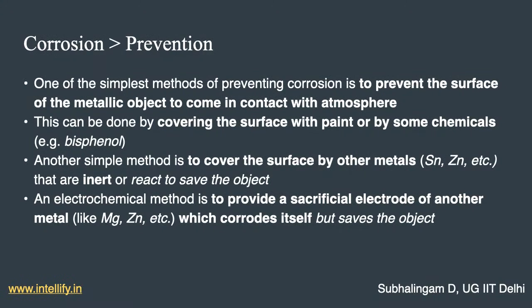An electrochemical method is to provide a sacrificial electrode of another metal like Mg, Zn, etc., which corrodes itself but saves the object. So this is what I told previously before saying this point. This exactly happens with zinc, and this process of applying zinc coating to other metals like iron or steel is called galvanization. I don't want to talk much about this in this video. You can look at it on the internet if you are really interested. It's a simple process that is used widely in today's lives.